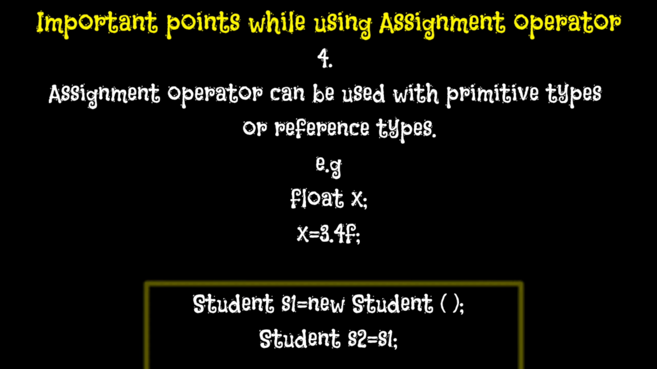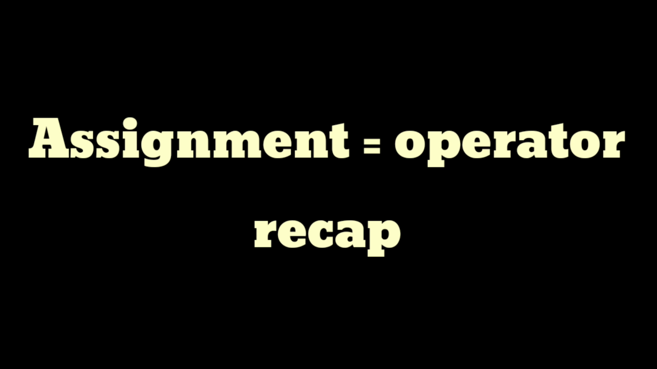Next example, Student s1 = new Student(). So this is the object of the Student class. Student s2 = s1. So s1 is assigned to s2. This is a reference type. So with this our assignment operator is over and we have seen how to use the assignment operator in Java. We can use it to assign values or reference types to the variables or to the objects.